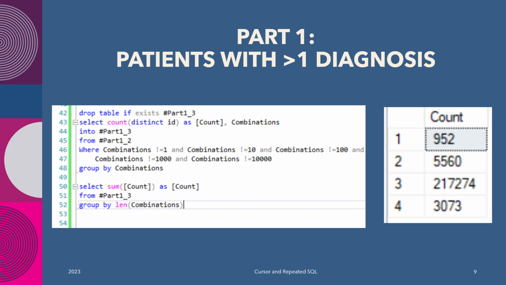Next, we want to calculate how many patients have 2, 3, 4, or 5 diagnosis codes in total. To do this, we use a where statement to filter out the rows where the combinations column has a value of 1, 10, 100, 1000, or 10,000, which means the patient has only 1 diagnosis code. Then the sum function gives us the total number of distinct patients who have more than 1 diagnosis code. For example, row 1 states that 952 patients have 2 of these diagnoses, while row 2 says that 5,560 patients have 3 of these diagnoses.